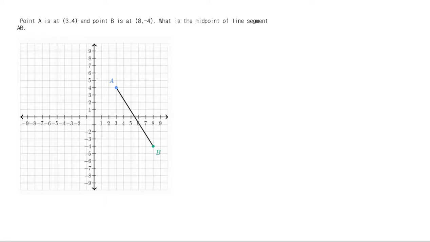In this video, I'm going to talk about the third example of finding the midpoints between the line segment, or in between the points. So in this video, the question is: point A, right over here that I'm pointing out, is at 3, 4 on the coordinate plane, and point B, right over here, is at the coordinate 8, -4. And what is the midpoint of line segment AB?